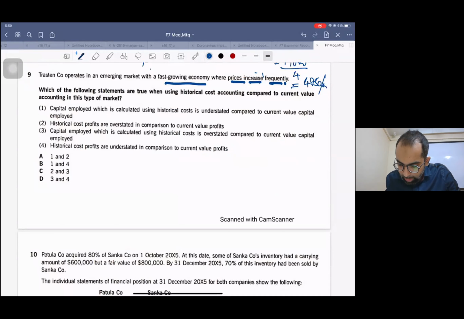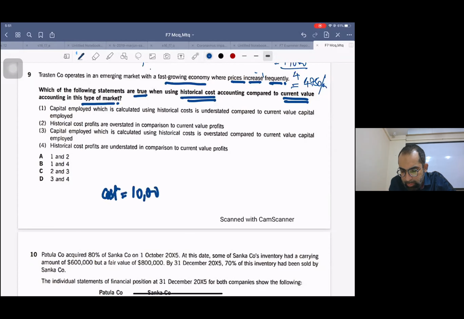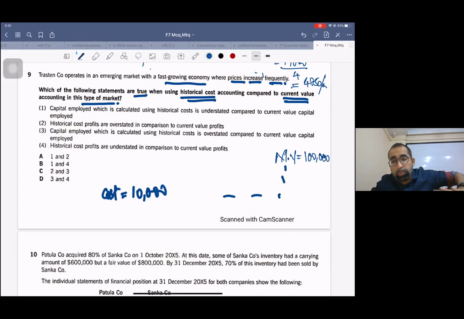Which of the following statements are true using historical cost accounting compared to current value accounting in this type of market? Means as compared to the revaluation model, you are using the cost model in times of rising prices. Just think, the cost of the asset is 10,000, but the market value went up to 100,000. The original cost is low but the market value is high.